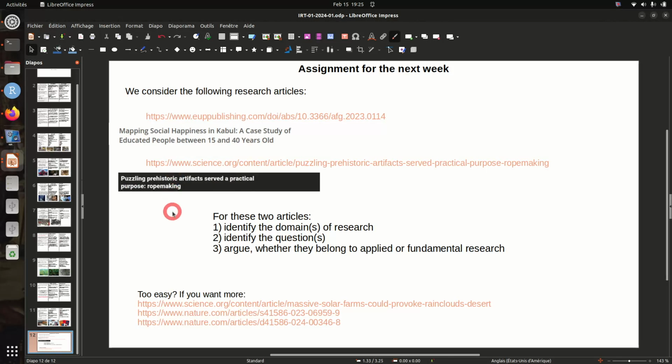As an application of the lecture we have seen today, I want you to identify the domain of research for these two. Identify the question that is behind this answer. Because remember, for each research there is a need, and this need is a question. So what is the question behind that? What is the question that this person wanted to answer? And then, on the third point, I want you to argue, do they belong to applied or fundamental research?